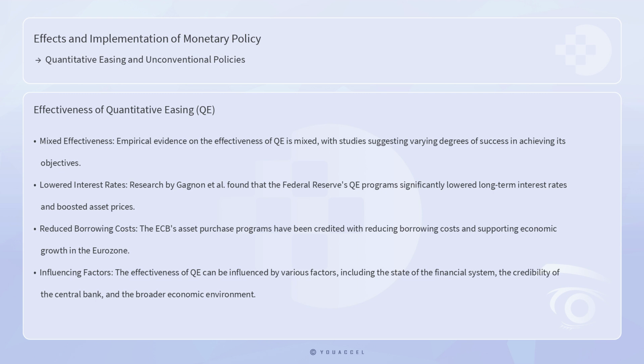Empirical evidence on the effectiveness of QE is mixed, with studies suggesting varying degrees of success in achieving its objectives. For instance, research by Gagnon et al. found that the Federal Reserve's QE programs significantly lowered long-term interest rates and boosted asset prices. Similarly, the ECB's asset purchase programs have been credited with reducing borrowing costs and supporting economic growth in the Eurozone. However, the effectiveness of QE can be influenced by various factors, including the state of the financial system, the credibility of the central bank, and the broader economic environment.